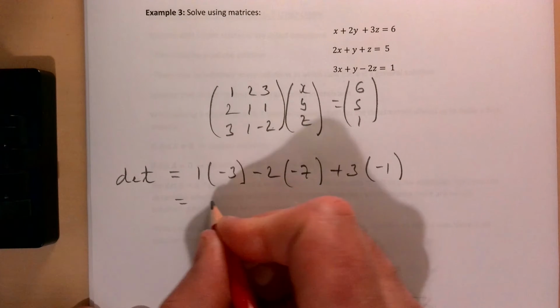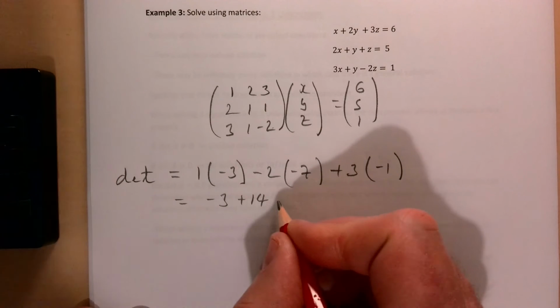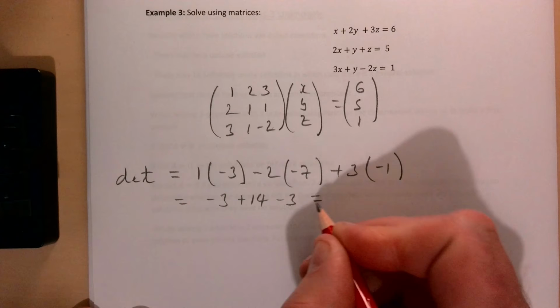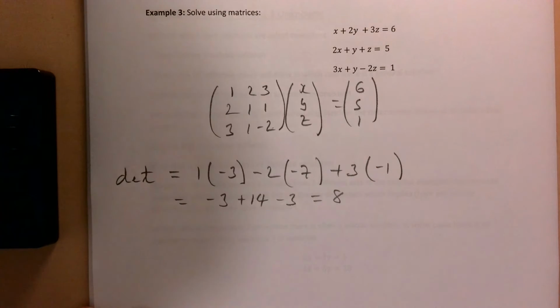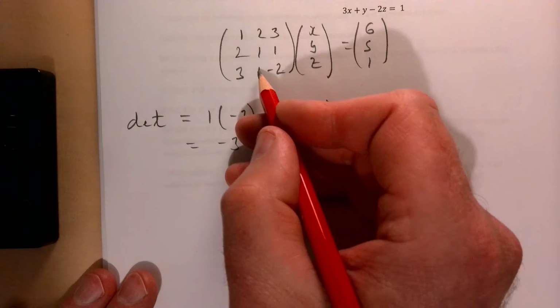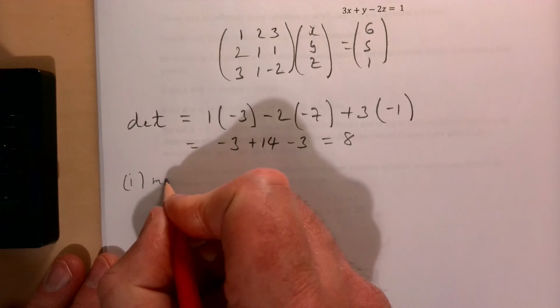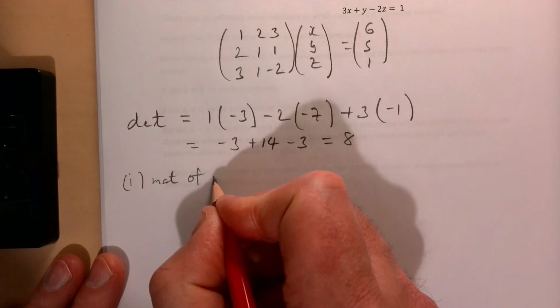So what does that give me? That gives me minus 3 plus 14 minus 3, and so my determinant then in this case is going to be 8. I go through then my 3 steps to find the inverse here. So first of all is my matrix of minors.